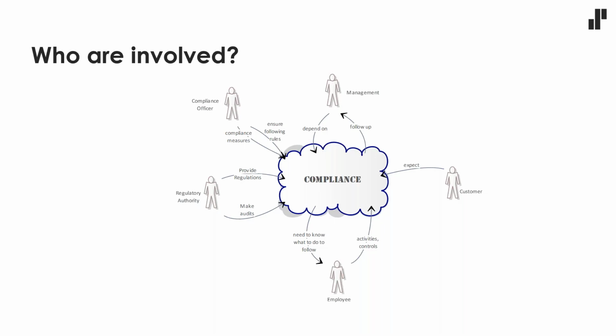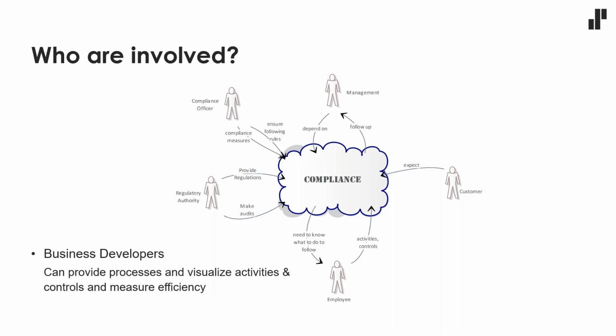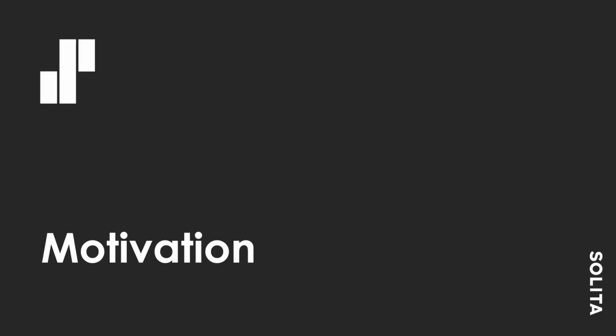And at the bottom, we have the person working there, the employee, who needs to know what rules to follow so we are compliant. And usually they do that by performing activities and doing controls. Here we could also add the business developer, who could provide processes and visualize activities and controls to measure efficiency.